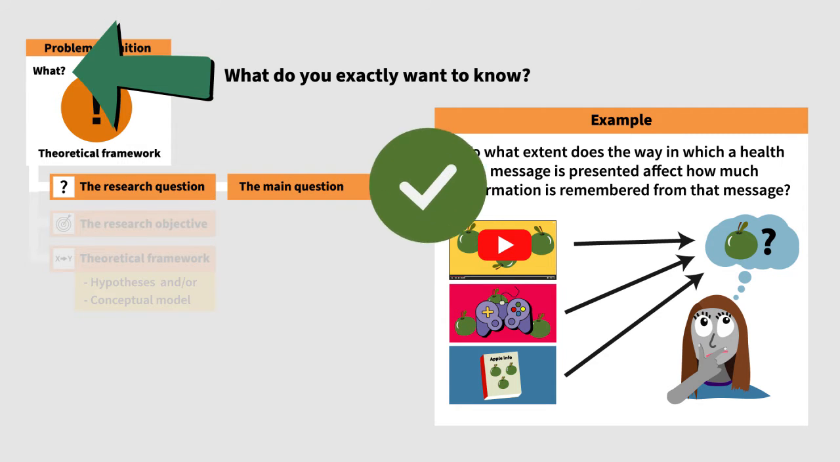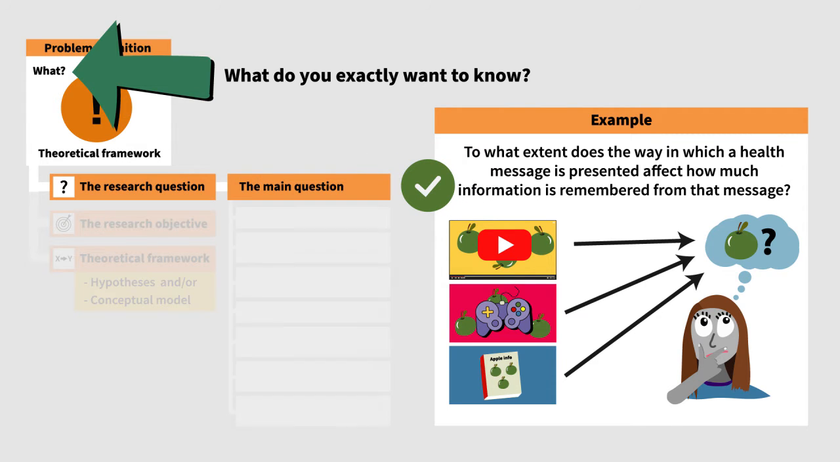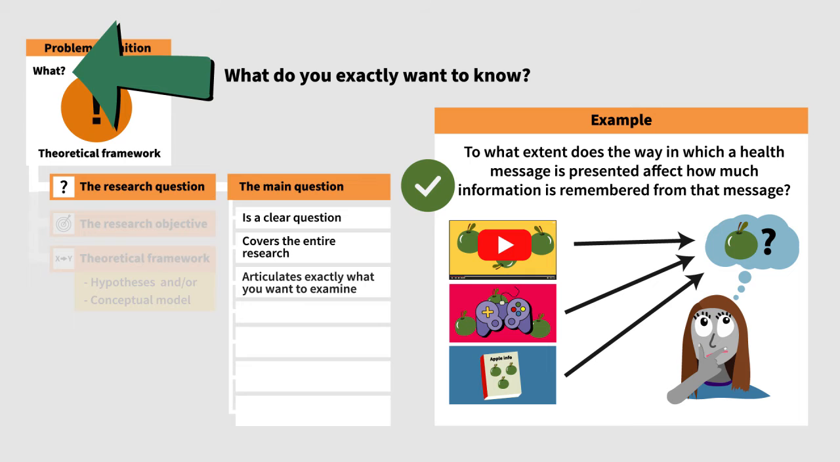Why is this a good research question? When drawing up a research question, you have to consider a number of characteristics. First of all, it should be a clear question that covers your entire research. The question must articulate exactly what you want to examine. We often want to know not only whether there is a relationship or effect, but also how large the effect is and in which direction. So we do not ask whether, but to what extent there is an effect. Hence, the research question is not easy to answer with yes or no.